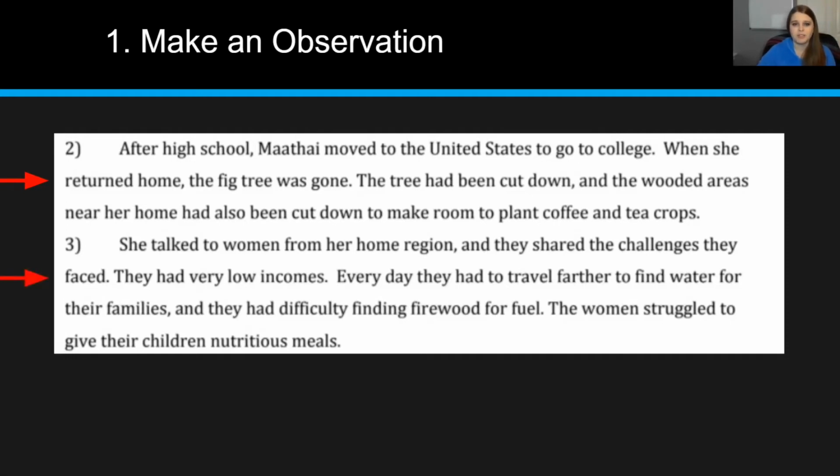She also notices some of the challenges the women in her area are facing. They have to travel farther and farther to find water for their families, firewood for fuel. They're struggling to give their children nutritious meals. All of these things she's observing.